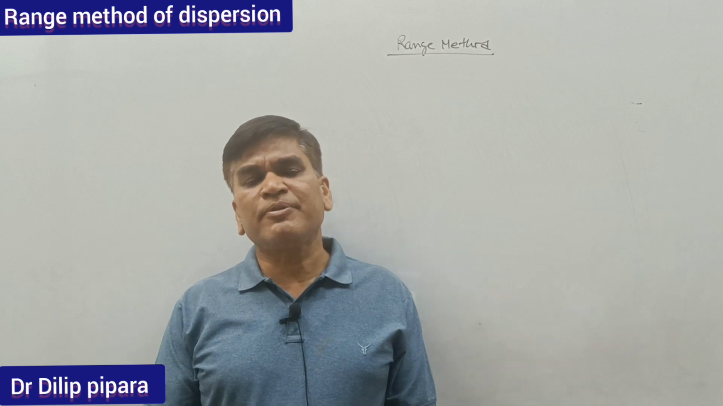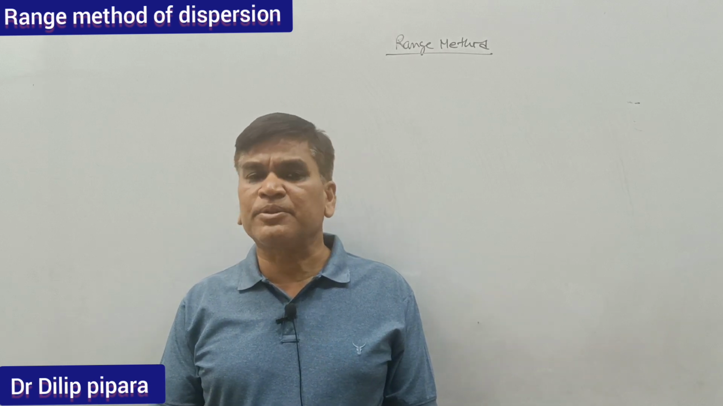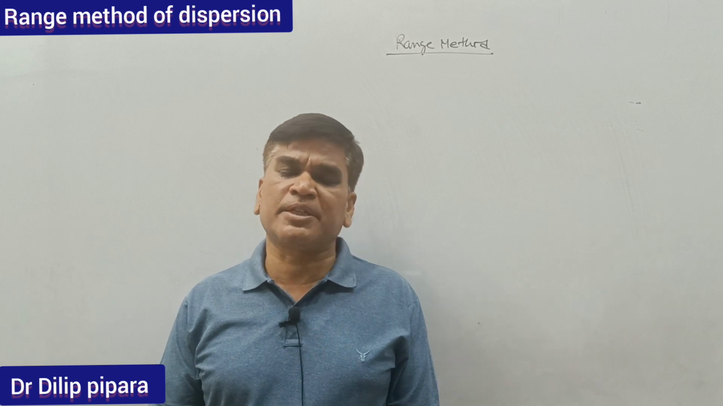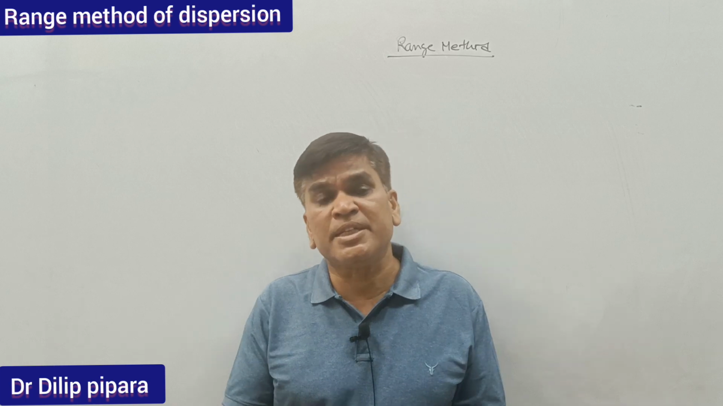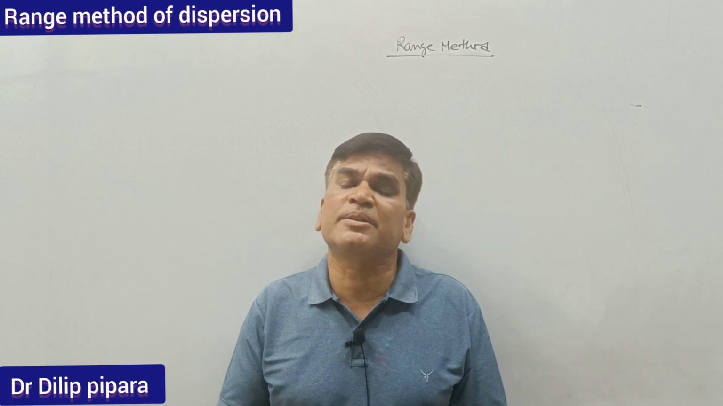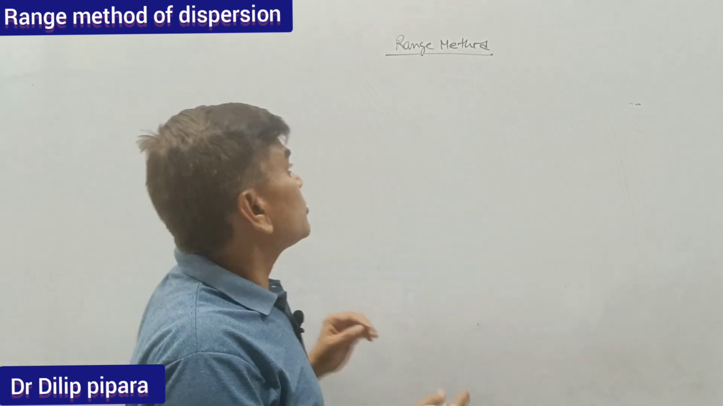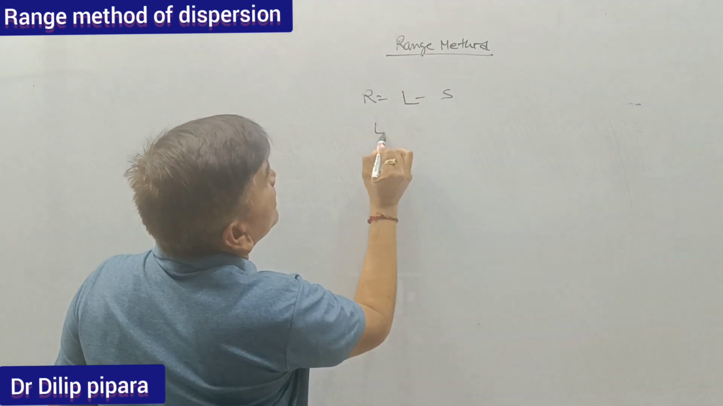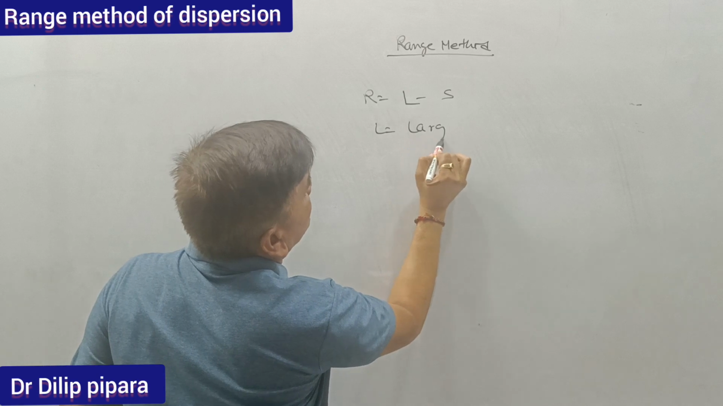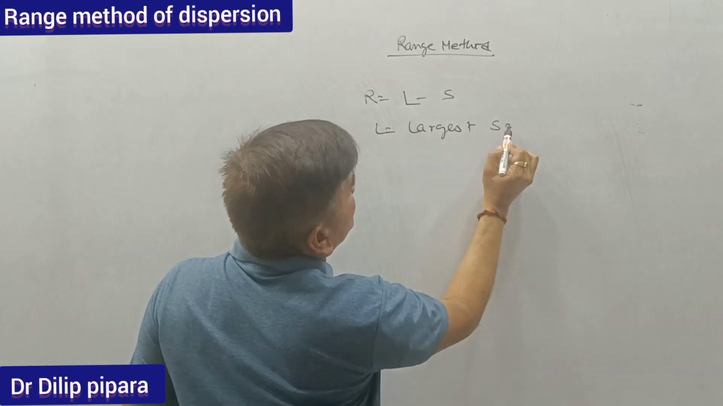In today's video, we will learn how to calculate the range method for dispersion. Calculating the range is very easy. It's a very easy method to calculate dispersion. To calculate the range, we have L minus S. L stands for largest, S stands for smallest.